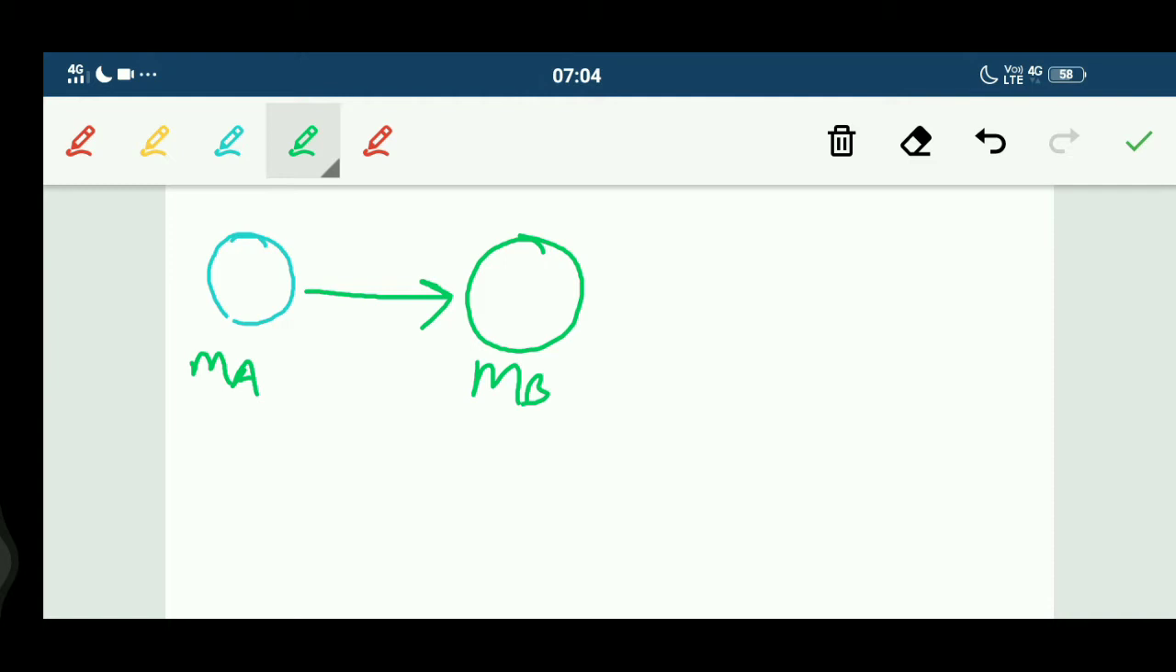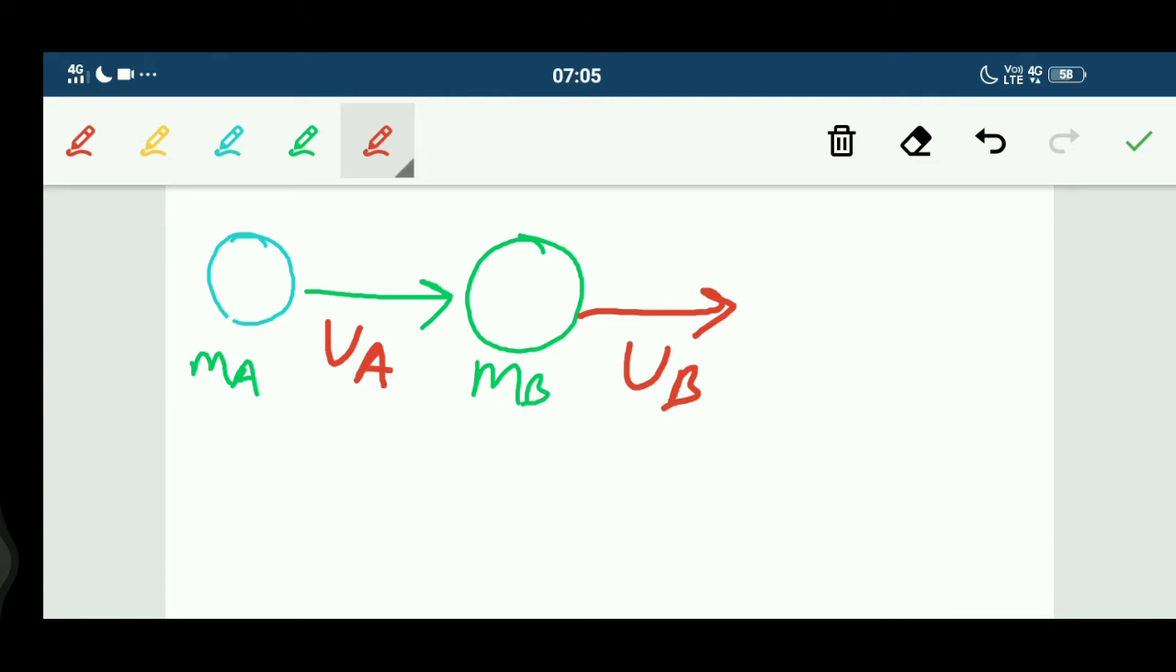They are moving with the initial velocities UA and UB. So MA has initial velocity UA, and similarly MB has initial velocity UB. Fine, children? So both these MA and MB are moving with the initial velocities UA and UB respectively, and that too in the same direction. So what happens? They will collide. After collision, the bodies move with velocities VA and VB respectively.